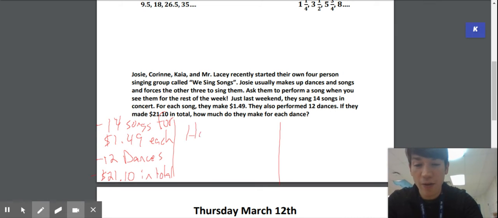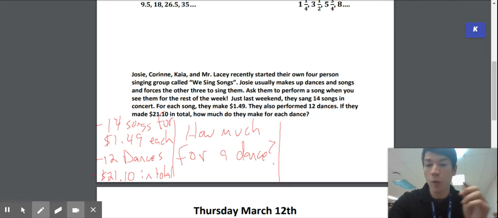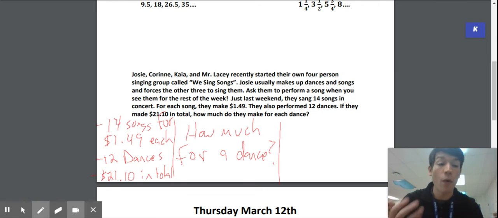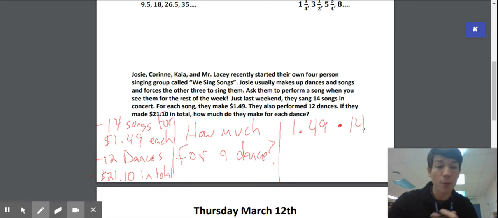The question says, how much for a dance? How much are they charging for a dance? All right. So in order to figure that out, I know first that they made $21.10 in total. So I have to think about what part of that is dancing, what part of that is singing. Well, I know what part of it is singing because they sing 14 songs for $1.49 each. So the first thing I'm going to do is multiply $1.49 times 14. That's going to tell me what portion of that $21.10 was singing.